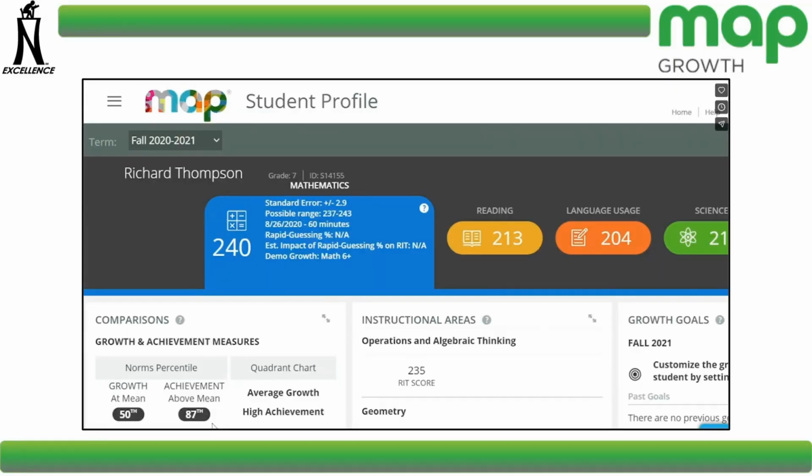Here we have Richard Thompson, whose standard error of deviation is 2.9, which means that he's 2.9 either way of what he scored. So he scored a 240, so we're looking at a 237 to a 243. He took 60 minutes. Rapid guessing, he had none, which means that if a student is continuing to guess or going through a question quickly, it'll show that there. And it had no impact on his score because he didn't rapid guess.